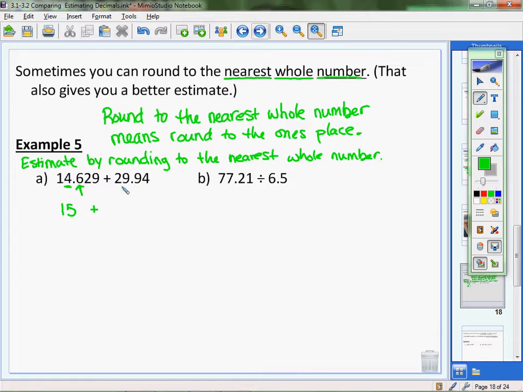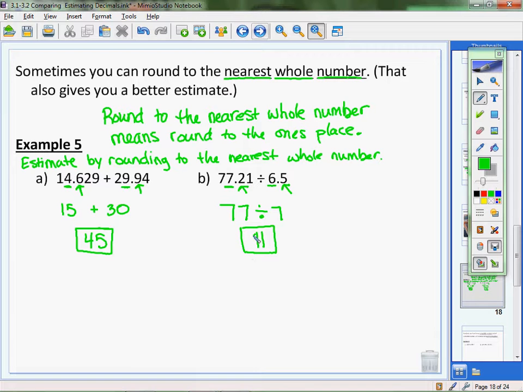In the second number, the first 9 is in the ones place, and we look at the next digit, which is also a 9. So that tells us that this is closer to 30 than it is to 29. And 15 plus 30 is 45. In part B, if we round the first number to the ones place, or the nearest whole number, it will round to 77. And the second number rounds to 7. 77 divided by 7 is 11. So that's our estimate.